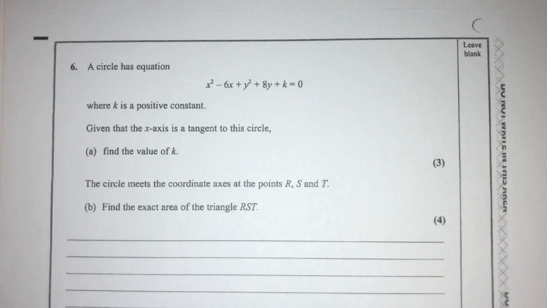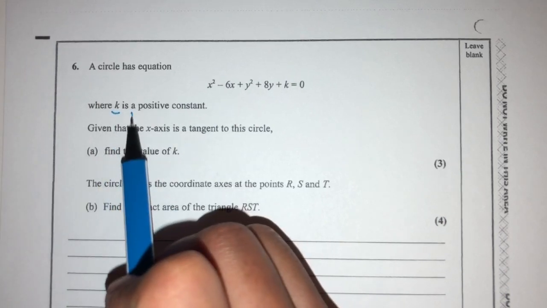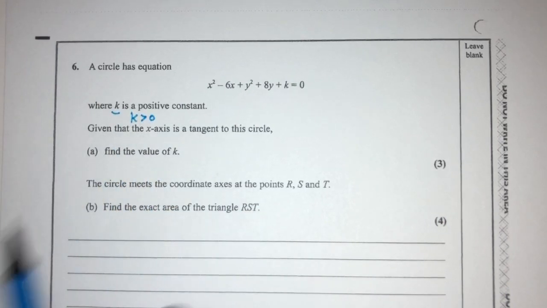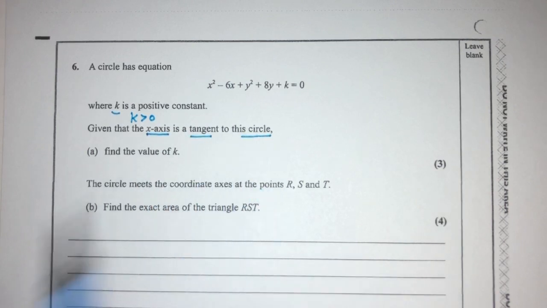Let's move on to question number 6. So a circle has equation this, all right, where k is a positive constant. That is something good to know. Now, given that the x-axis is a tangent to this circle, now we have to use this information to find the value of k.